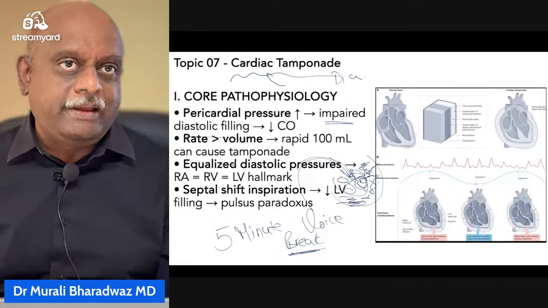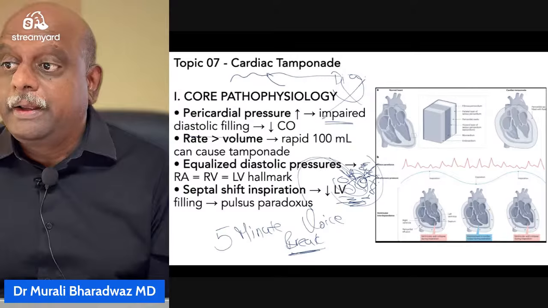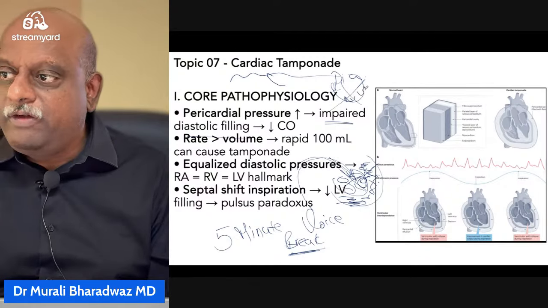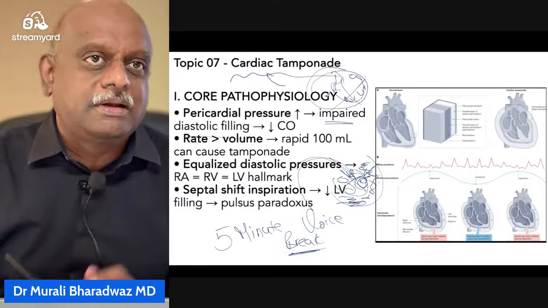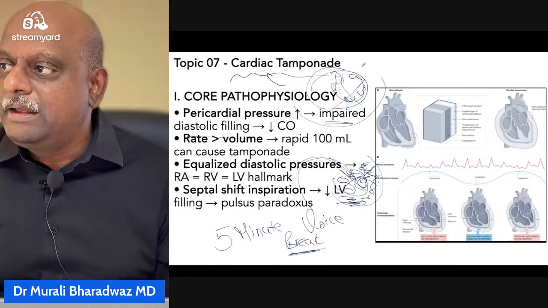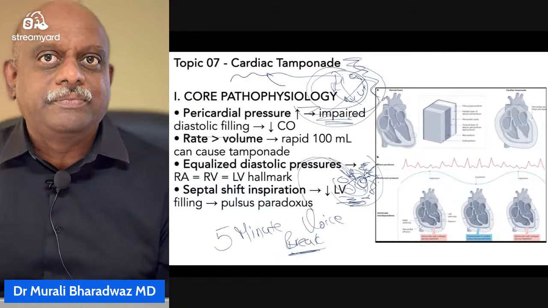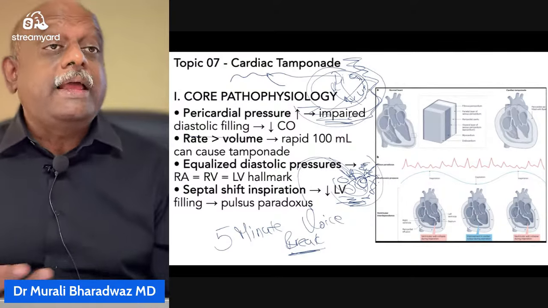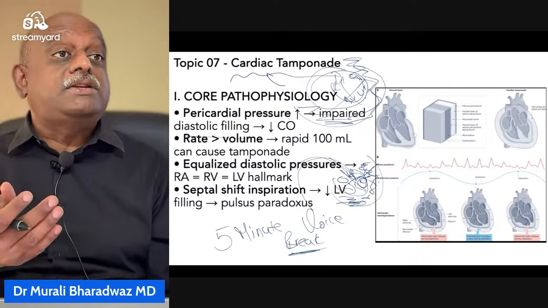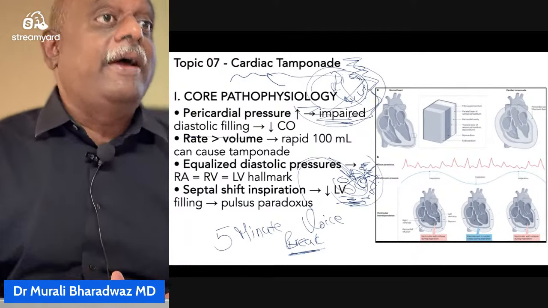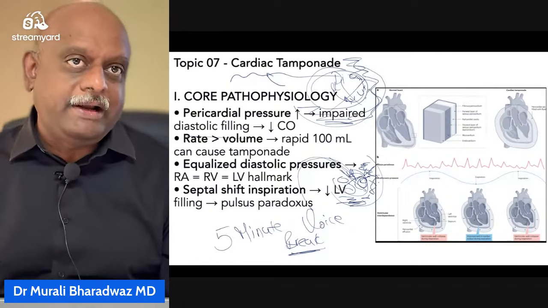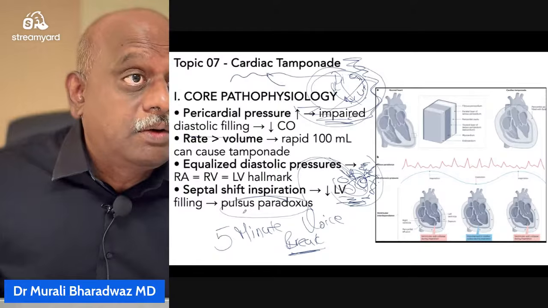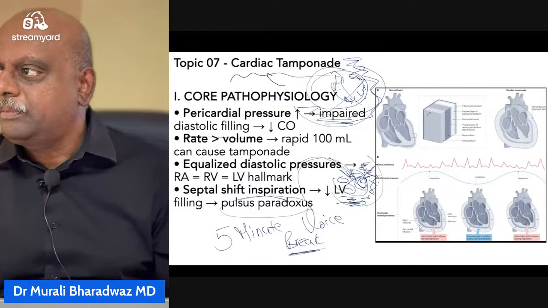Then another important thing. If you take the RA pressure, RV pressure, LV pressure, all of them equalize. That happens when there is a lot of pressure from outside. Normally RA, RV, LV pressures are not equal. Equalization of the pressure in all 4 chambers is another hallmark to define cardiac tamponade. Then you get pulsus paradoxus. What is the meaning of pulsus paradoxus?